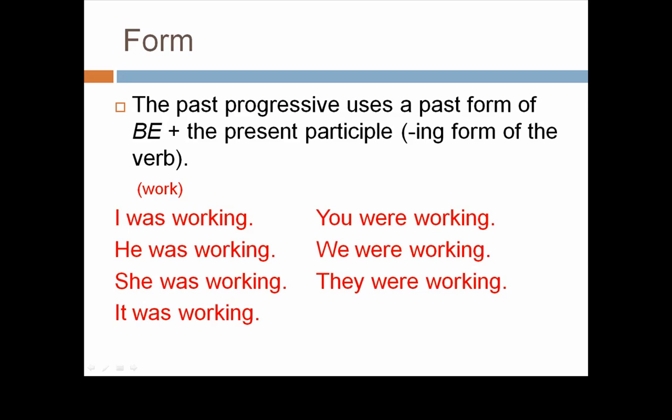As I mentioned, the past progressive uses a past form of be plus the present participle, which is the ing form of the verb. So for example, work becomes working. I was working, he was working, she was working, it was working, you were working, we were working, they were working.